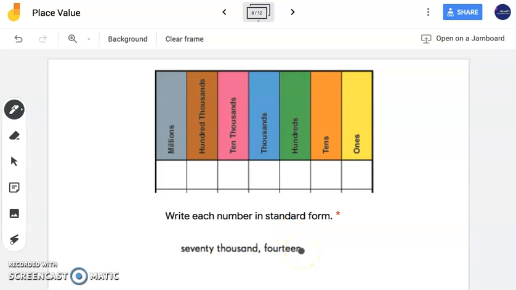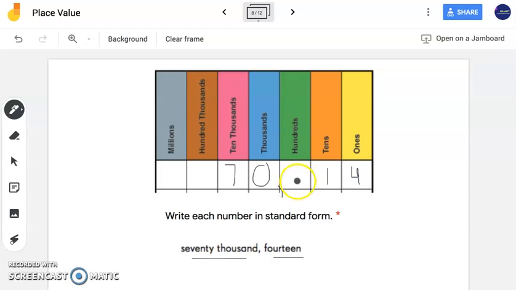Here again, I have 70,014. Now I'm going to break this into two parts as well, just like I said in the previous problem. So I have 70,000. So here's part one, the digits before my comma. But after my comma, I just have 14.